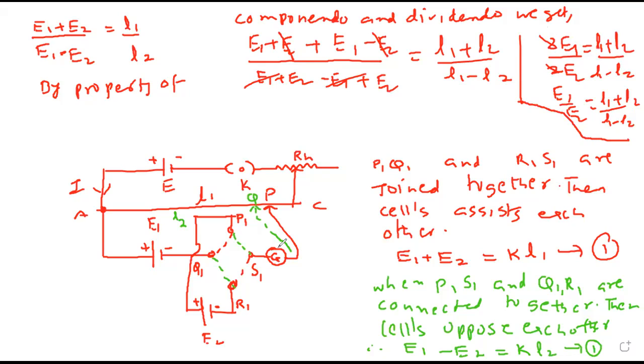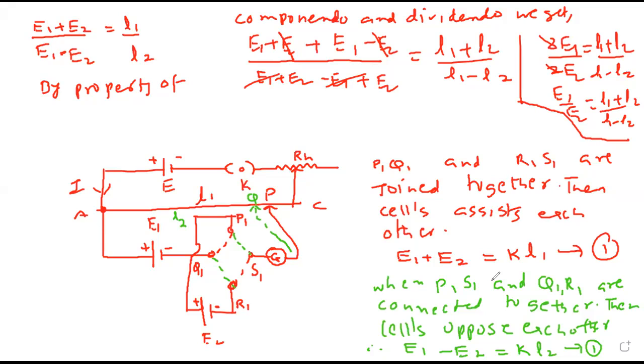So this is called the sum and difference method, by which we can compare the EMF of two cells. Whenever you read sum, it is given that two cells assist each other. Then E1 plus E2 is balanced against length L1. When opposed, then E1 minus E2 is balanced against length L2. So if lengths are given, then directly you say E1 upon E2 is L1 plus L2 upon L1 minus L2. If EMFs are given for assisting, then E1 plus E2 upon E1 minus E2.